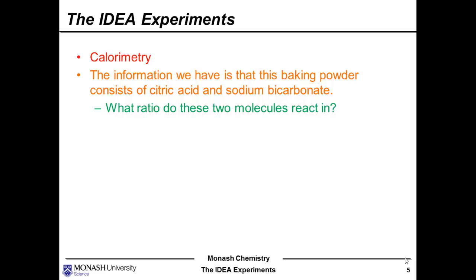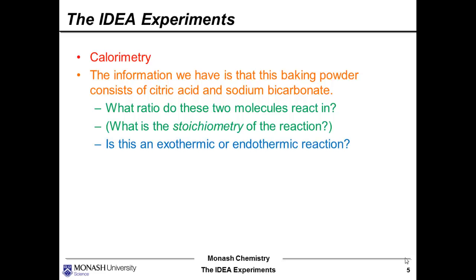Some of the questions you might ask yourself are, what ratio do these two molecules react in? Is it a 1-to-1 ratio, or is the stoichiometry different? Have a look at the chemical structures that are given in your lab manual and think about what the chemistry is going on there. Hopefully you've identified that this is an acid-base reaction. So have a think about how the citric acid molecule might react with sodium bicarbonate. That should give away the stoichiometry. Is it going to be an exothermic or endothermic reaction? There might be a few things to consider here.